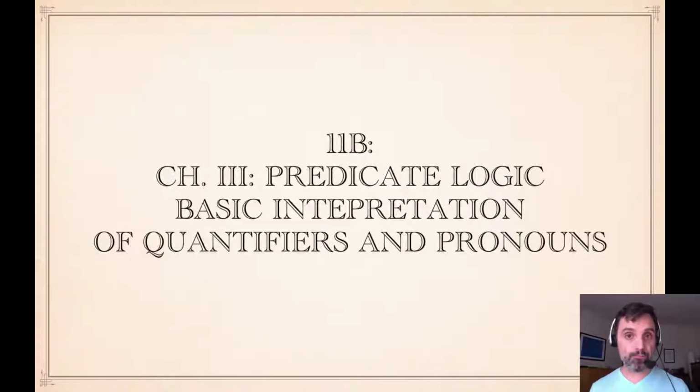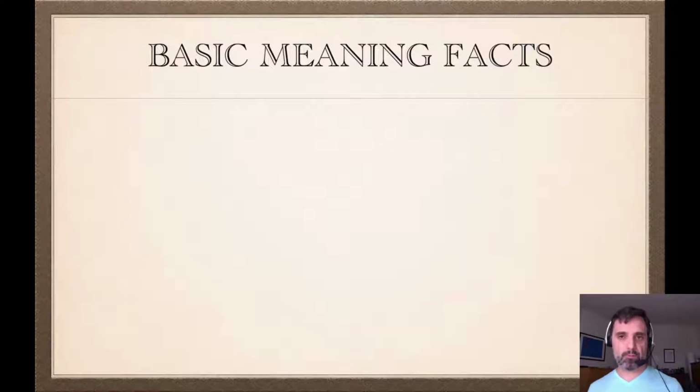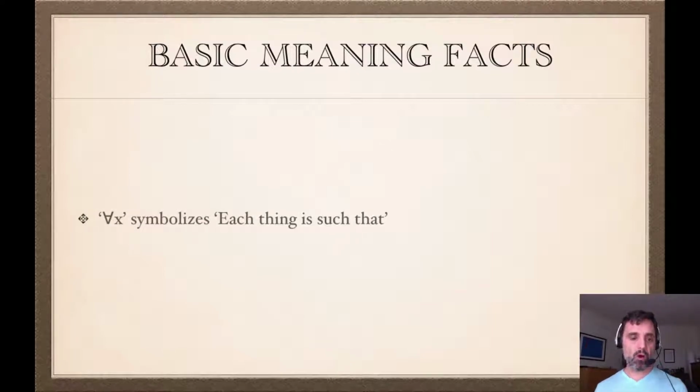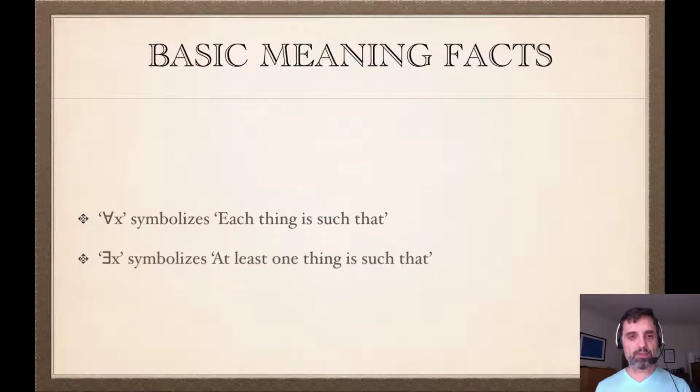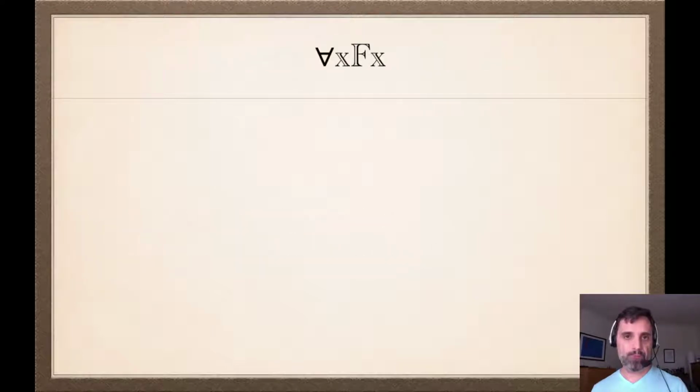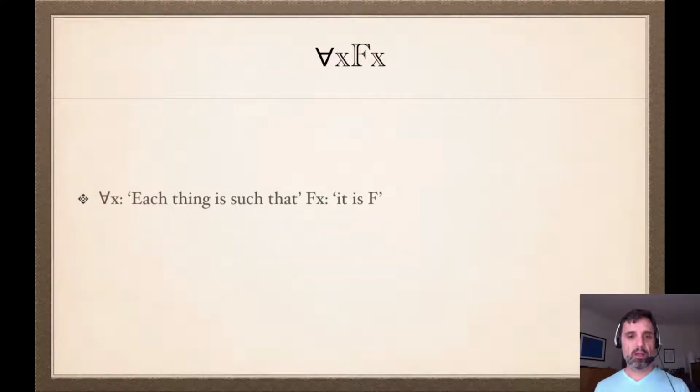more fully. So, just to remind you of some basic facts about meaning, for all x, or the universal quantifier x, or just the universal quantifier, symbolizes each thing is such that. And the existential quantifier x symbolizes at least one thing is such that. So if we have for all x, Fx, the universal quantifier x gives us each thing is such that, then the Fx gives us it is F.